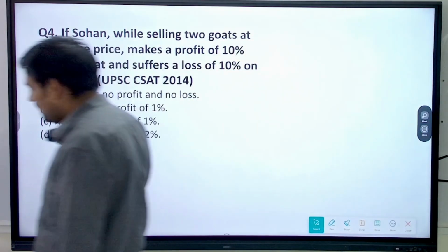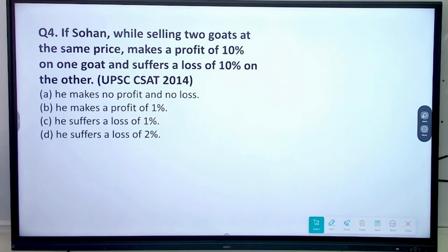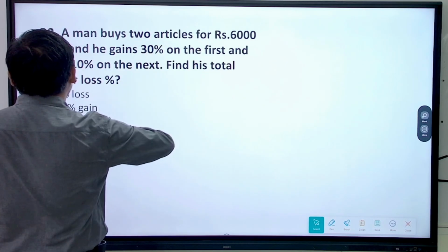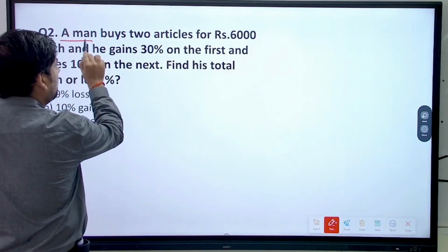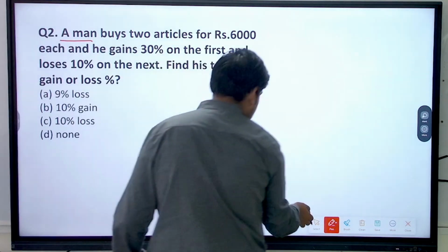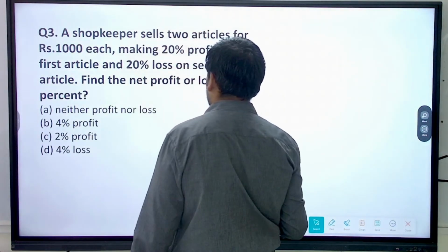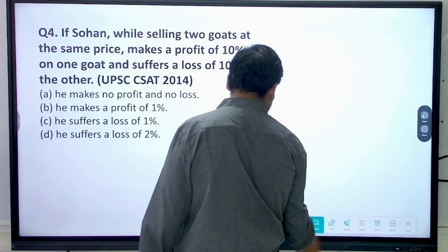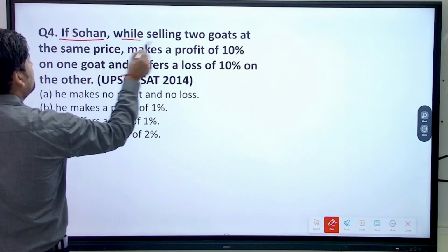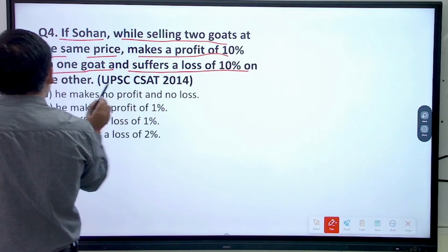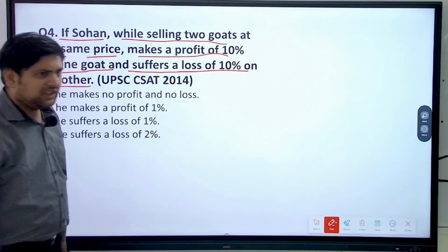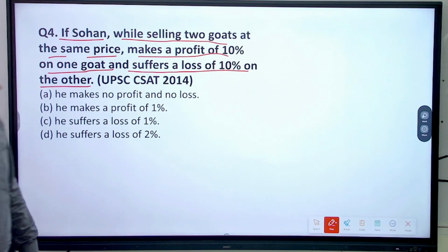You can try doing this. This is from UPSC CSAT 2014. The question says: if Sohan, while selling 2 goats at the same price, makes a profit of 10% on one goat and suffers a loss of 10% on the other, then you need to tell me the profit or loss percent. How will you calculate this? This is easy.